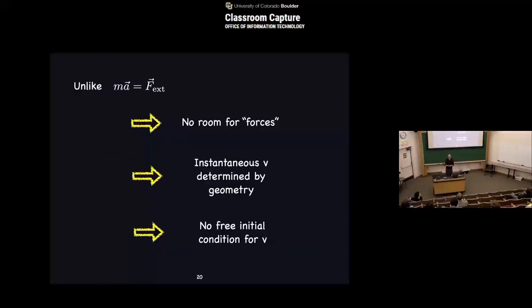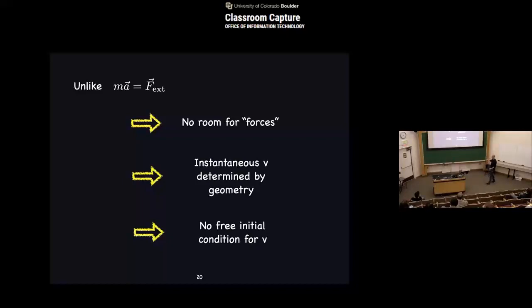Because it's totally unlike mechanics. There is no F equals ma here. Okay? The equation of motion is not acceleration equals something. It's velocity equals something. So there's no room for forces. For instance, if I ask you, okay, how does this change if I add the gravitational field? I don't know, because I cannot add the gravitational force to the right-hand side. It's not of the right form.